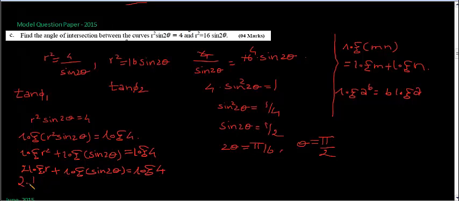differentiate this, log r becomes 1 by r into dr by d theta, plus log of sin 2 theta is equal to 1 by sin 2 theta into, for sin 2 theta now we need to differentiate, log of m is equal to 1 by m. When you differentiate that, it becomes 1 by m. Here it is m is sin 2 theta, so we need to differentiate even that becomes cos 2 theta, and then we need to differentiate 2 theta, that becomes 2, is equal to log 4, which is a constant number, so it becomes 0.